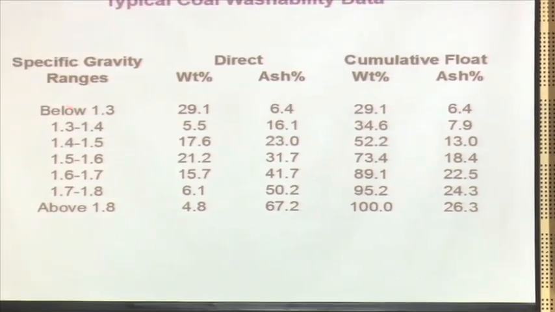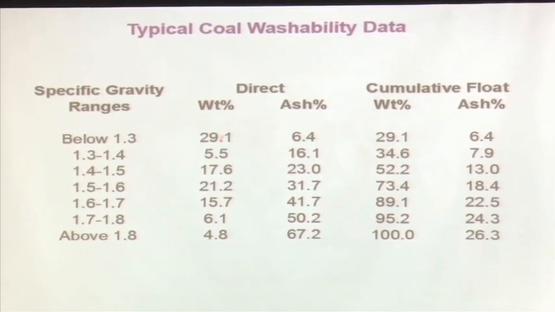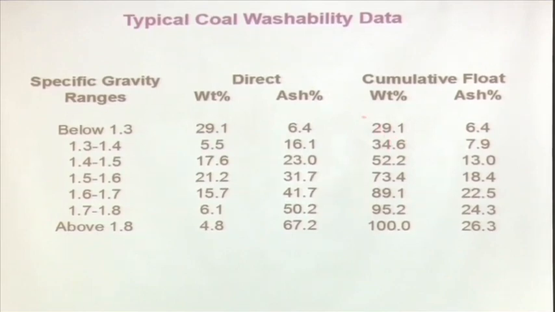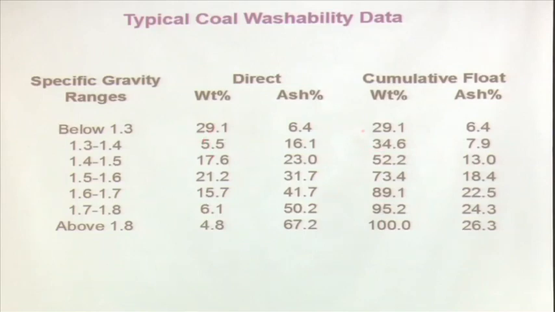So, for below 1.3, how much will be floated? It is only the one estimate, the same value, 29.1. But if I start with 1.4, it will be this plus this, that is 34.6%. Like that I can add them together, and ultimately when you go to 2.6, how much will be floated? Everything should be floated. So, above 1.8, say at 2.6, you will have 100%.